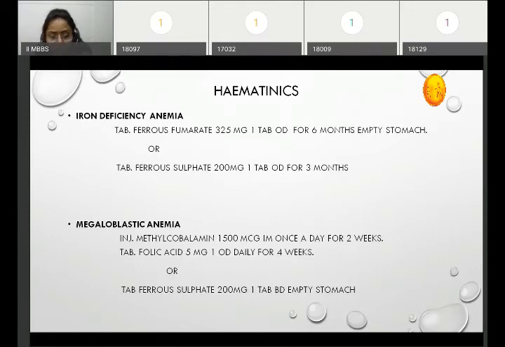Then in megaloblastic anemia, iron deficiency can also be seen when you start these vitamin B12 and folic acid supplementations. It may be that iron deficiency is unmasked. Hence, iron preparations are also added nowadays in megaloblastic anemia. So you can add an iron salt like ferrous sulfate or ferrous fumarate 200 milligram, 1 tablet given on an empty stomach. So this was regarding megaloblastic anemia.